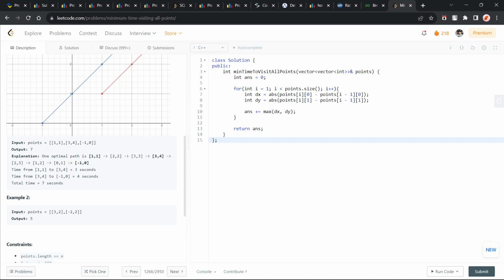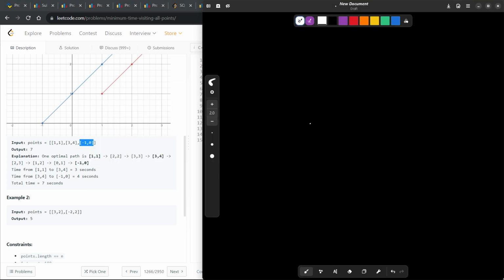in this sequential order only. Right. So we have to go from 1 1, then 3 4, then minus 1 comma 0. Now while going from 1 1 to 3 4, it is possible that we might visit any other point that is after these two in the sequence, and that is totally allowed. So basically what I am saying is, let's say this is point 1 comma 1, this is point 3 3, and this is point 2 2. And let's say our array is 1 comma 1 is the first element, then we have 3 comma 3, and then we have 2 comma 2.